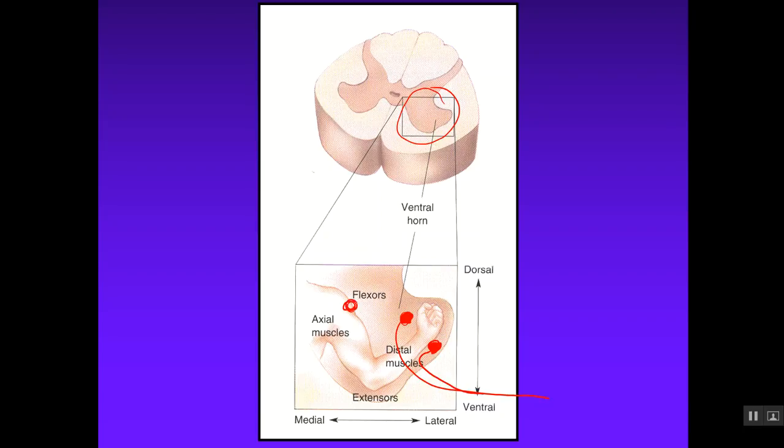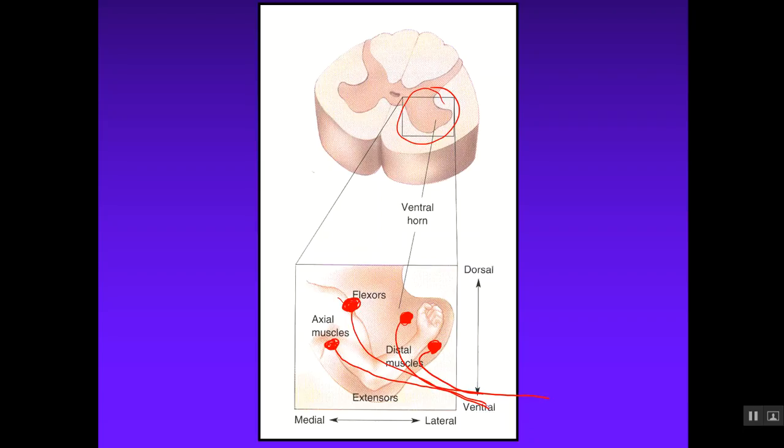If you're in here and you're going out, you're probably going to a proximal flexor muscle. And if you're sitting down here and going out, you're going to probably a proximal extensor muscle. Okay, that's the general rule when we talk about these motor neuron pools, and it makes sense.